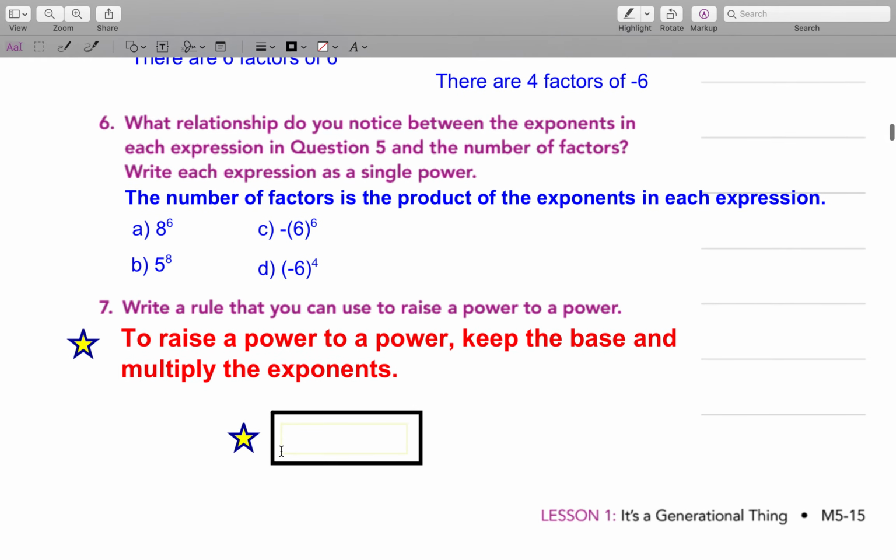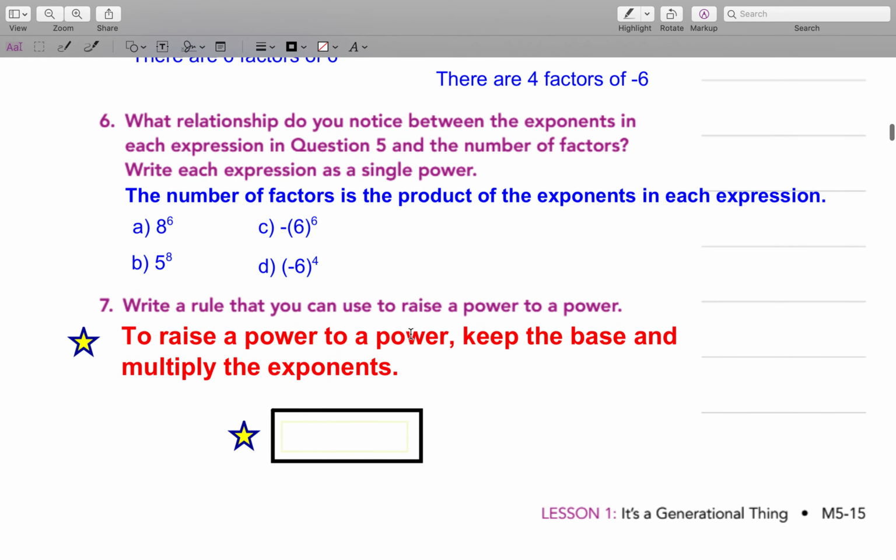So we have a rule right here. To raise a power to a power, keep the base and multiply the exponents. So mathematically, it would look like this. So a being just a base, right? It's a base number with an exponent being raised to a power of something. We keep the base and we multiply these two exponents.